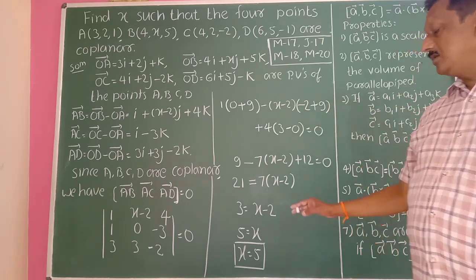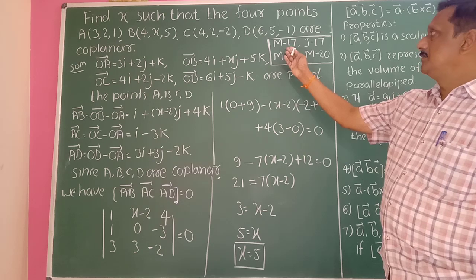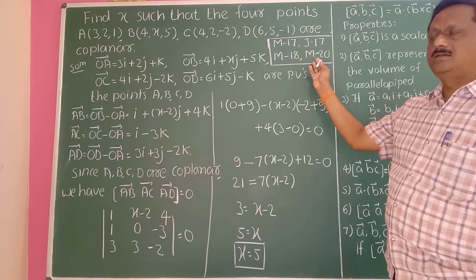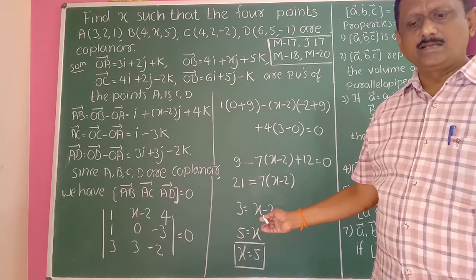So this is a very important example here because they asked 4 times: March 17, July 17, March 18, and March 20. 4 times they asked here, and it is a 3 marks question here. Very important example. Okay.